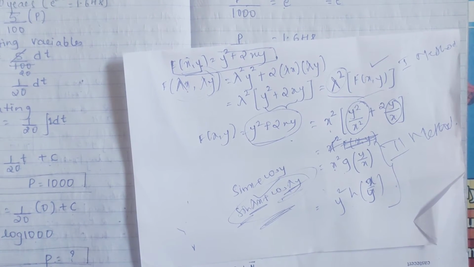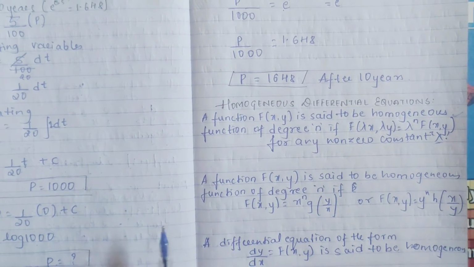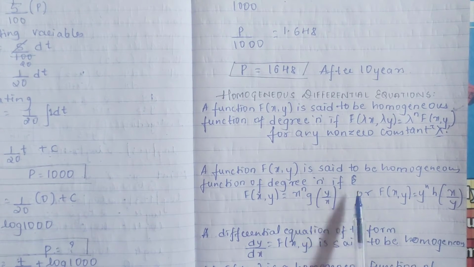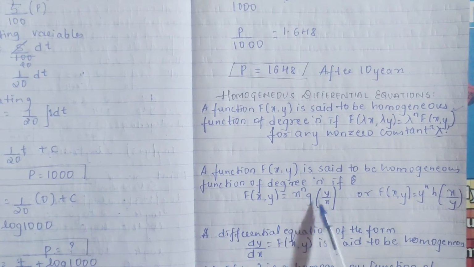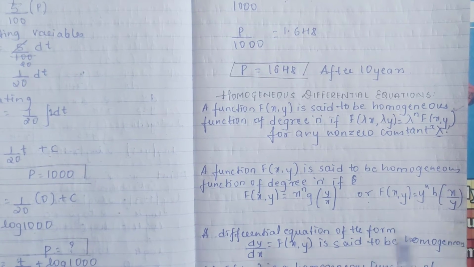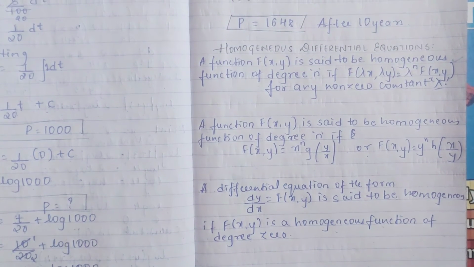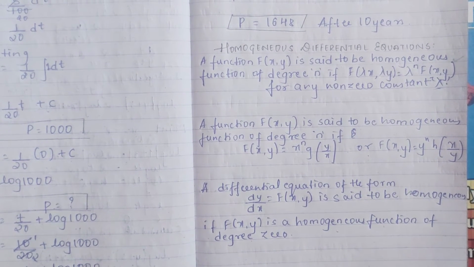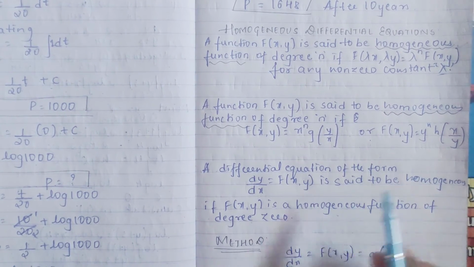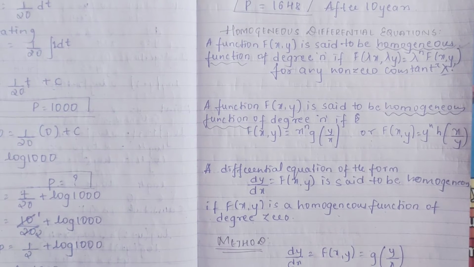So this is what homogeneous form means, with the two methods. I have written both the same way: a function f of x, y is said to be a homogeneous function of degree n if f of x, y equals x raised to n g of y by x, or y raised to n h of x by y. This was what a homogeneous function is. Now, what is a homogeneous differential equation? A differential equation of the form where dy by dx is involved.